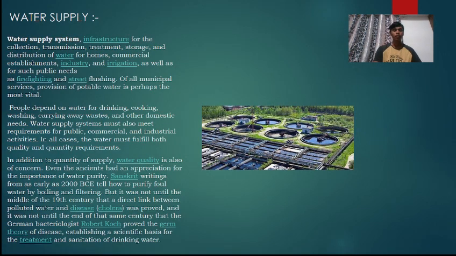In addition to the quantity of the water supply, water quality is also of concern. Even the ancient Asians had an appreciation for the importance of water purity. Writings from early 2000 BC tell us to purify foul water by boiling and filtering. But it was not until the middle of the 19th century that the direct link between polluted water and diseases like cholera was proved. Towards the end of the same century, the German bacteriologist Robert Koch proved the germ theory of disease, establishing a scientific basis for the treatment and sanitation of drinking water.